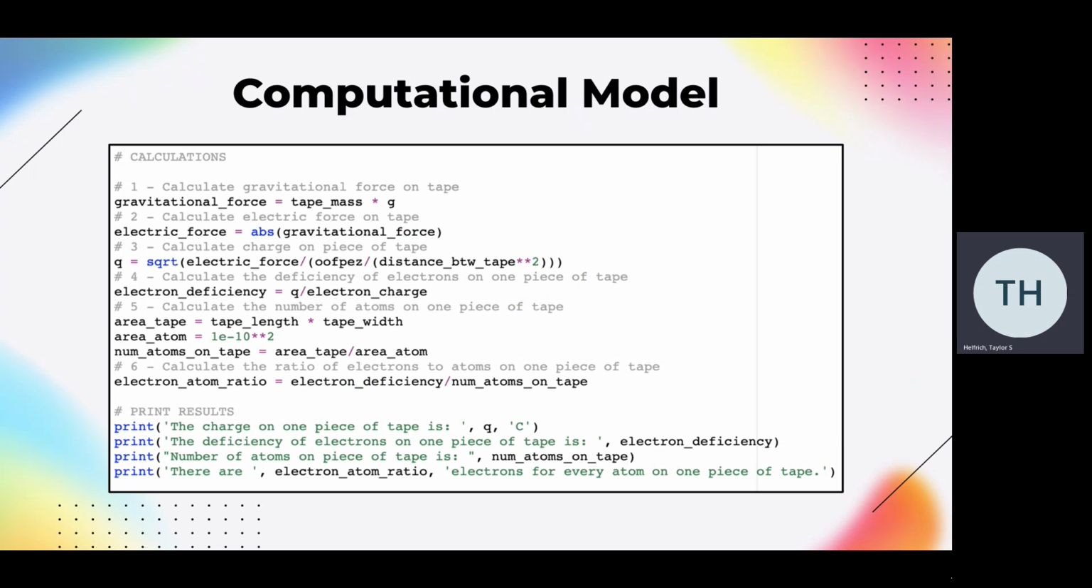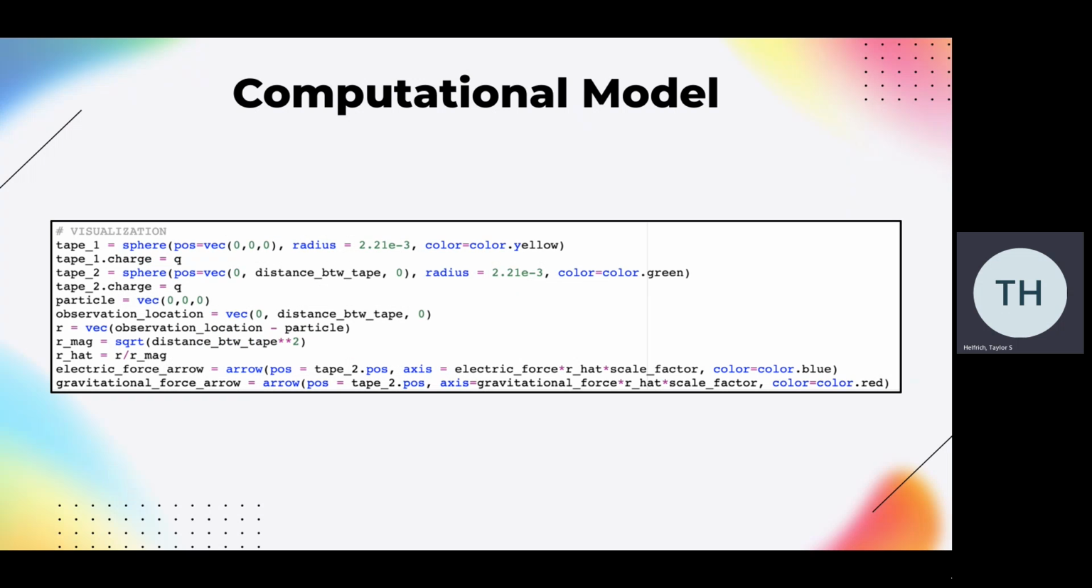Next, we actually did the same calculations as we did in the experiment. So first we calculated the gravitational and electric forces on the tape, then calculated the charge of a piece of tape, then its electron deficiency, the number of atoms on one piece of tape, and the ratio of electrons to atoms on one piece of tape, and then we printed those results.